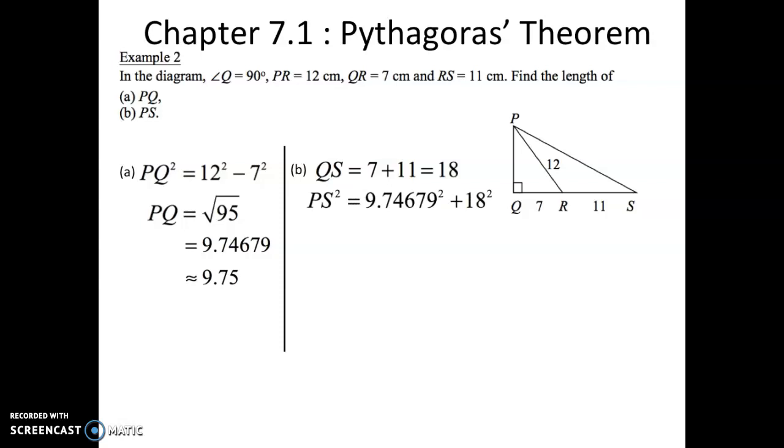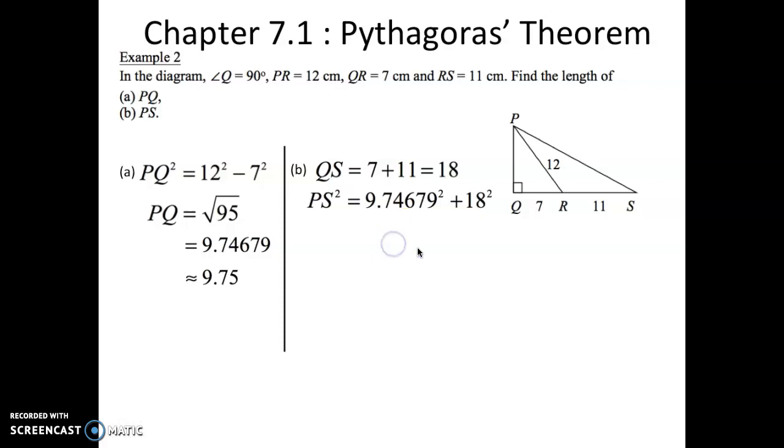Now we can try finding out PS. So the square of PS, which is the hypotenuse, is equals to the sum of squares of the two other sides. So here you can see that I've written my PQ square as 9.74679 square. Why is it that I do not use 9.75? It's because it will be a less accurate answer if you use the rounded off answer. That's why it is important that you write down more significant figures in the previous step, so that if there's another part that requires you to use that value again, you can use a more accurate value.